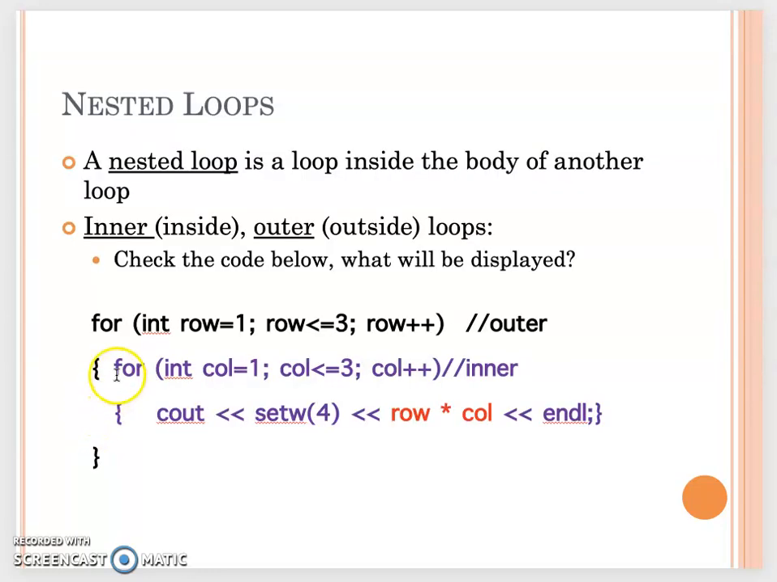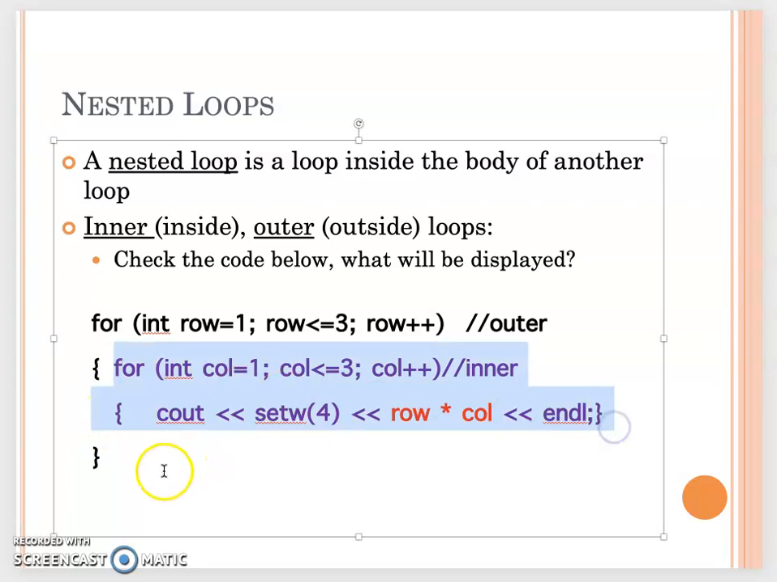Then you see after I finish this one, right? The outer loop is down here. So row equals 1. Then I need to go to update. So row equals 2. So then I come back to here.